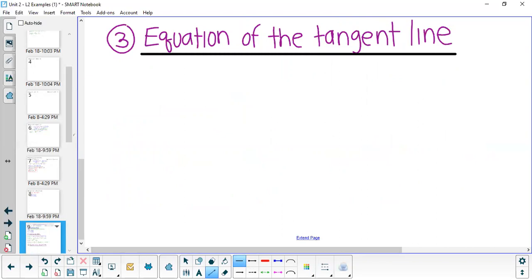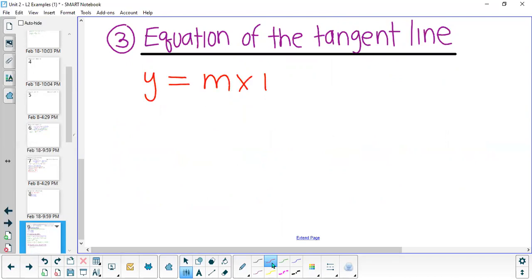Okay, so what formula, can someone tell me what formula I'm going to use to find the equation of the tangent line? Joseph? Yes, so y is equal to mx plus b. I know my slope, I just solved for that. The common point between the curve and the tangent line. I know all those three values. I'm basically just solving for b.